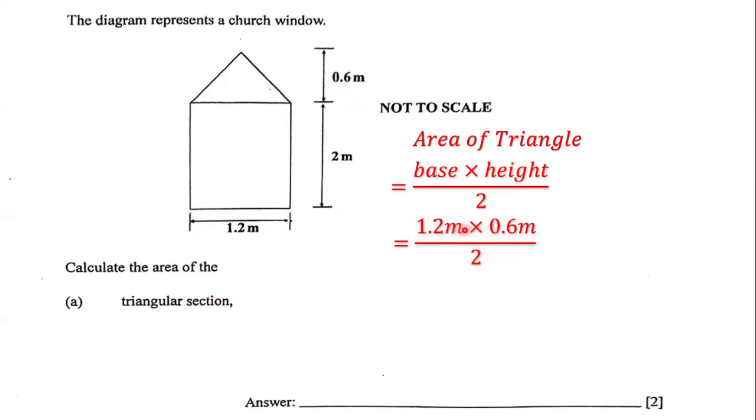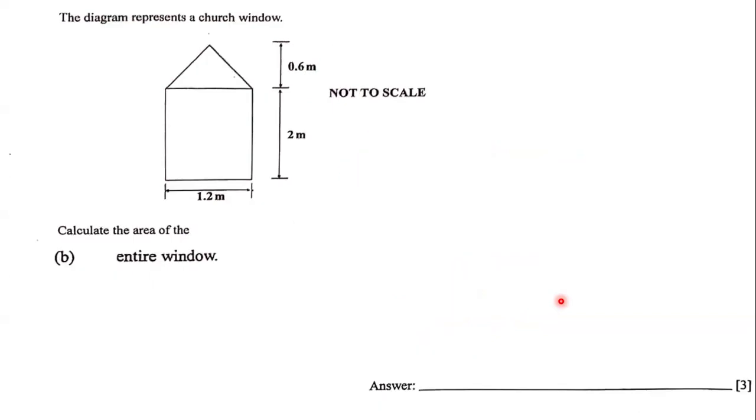Now let's multiply these two numbers. When we multiply 1.2 and 0.6, we get 0.72. And when we divide 0.72 by 2, we get 0.36 meters squared. So that means that the area of the triangular section is going to be 0.36 meters squared.